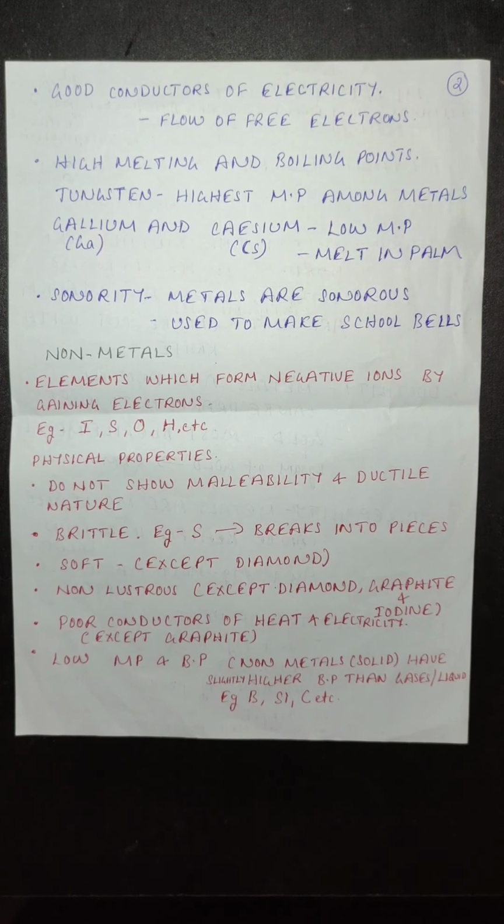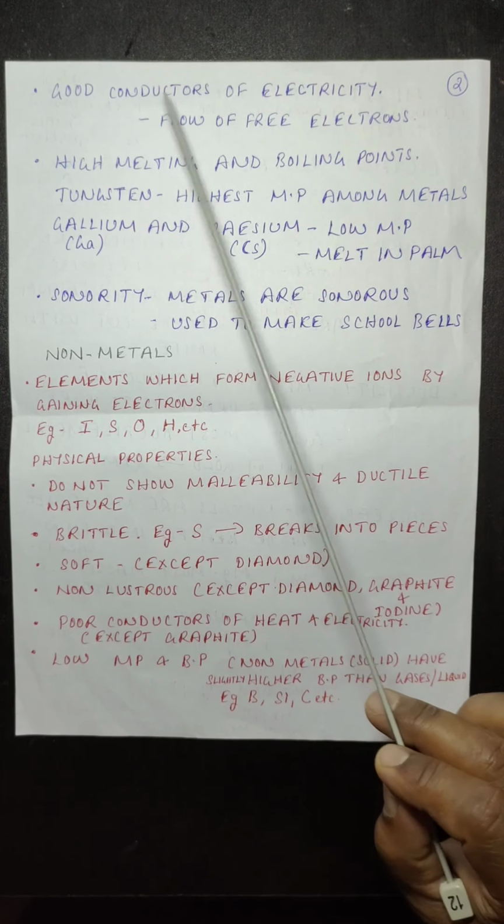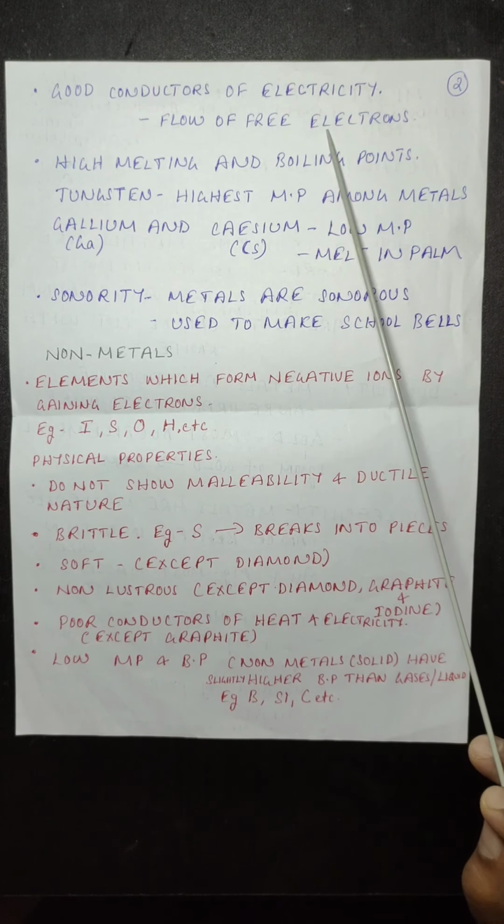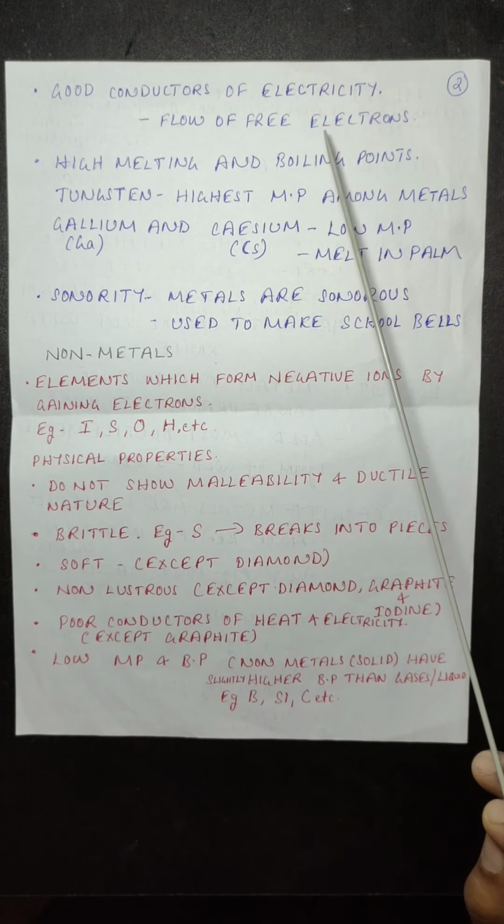Next physical property you will be learning, metals are good conductors of electricity. Do you know what a good conductor of electricity means? They allow the current to pass through them, and that too with a specific reason. Metals have free electrons with them. That is the main reason why metals are called good conductors of electricity. These free electrons help the metal to carry the current from one side to the other side.